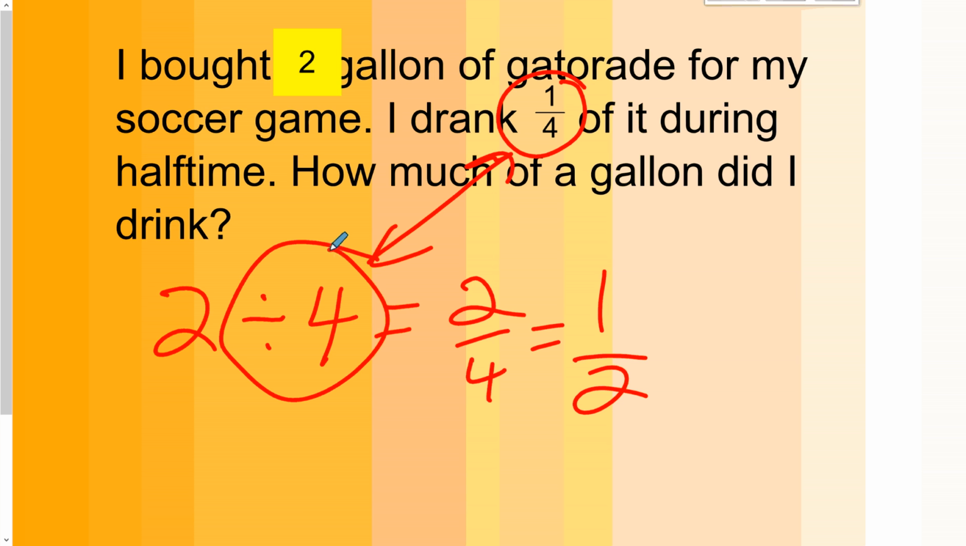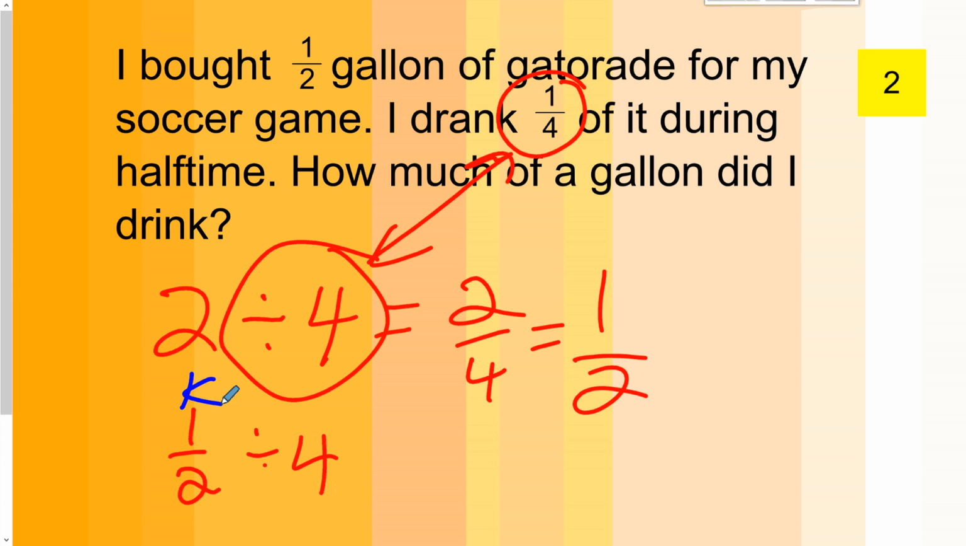So now what I'm going to do is go back and remove that, and go back to my 1/2. If I had 1/2 of a gallon and I drank 1/4 of it, I'm going to do 1/2 divided by 4. And now I just have to remember my strategy.